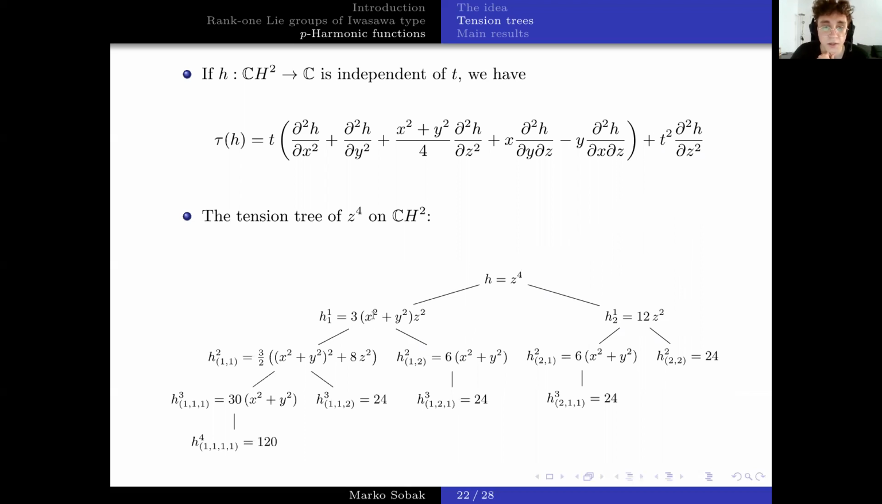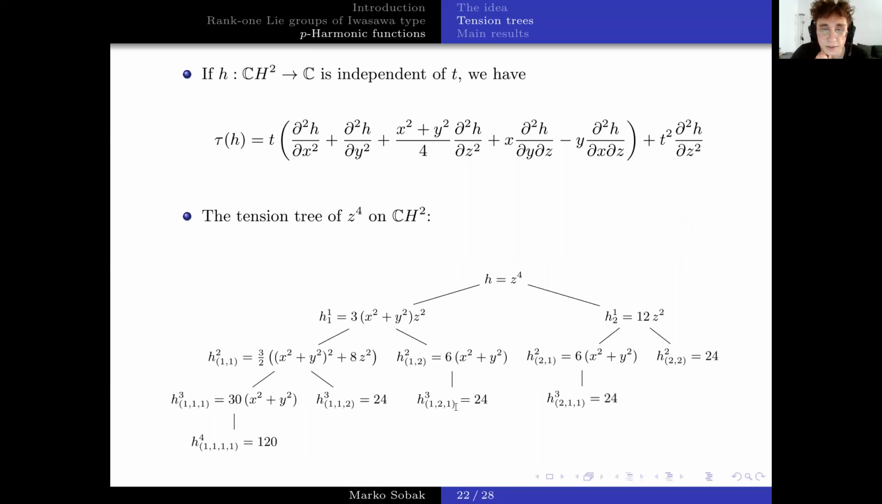So for this child, we calculate its children. Again, we just plug this function in here, and then we take the first coefficient, that's the first child, and then we take the second coefficient, that's the second child. And here you see how this multi-indexing works.